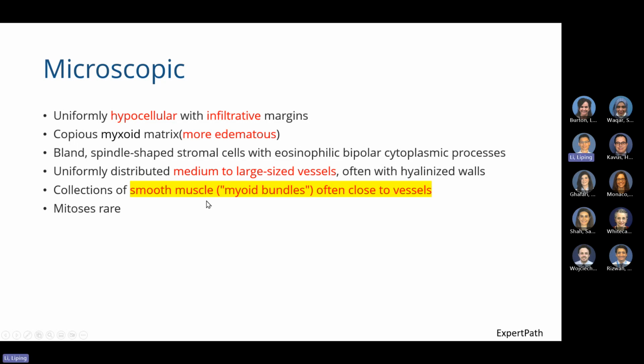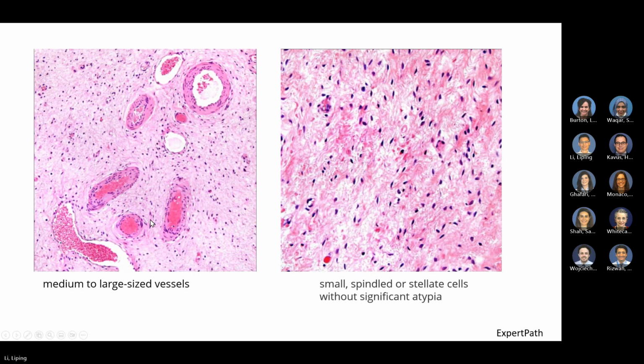And one feature is really unique for this entity: the smooth muscle, often close to the vessel. The buzzword is myoid bundle, and mitosis is rare. Here we can see these medium to large size vessels with this characteristic nice thick wall. Then this is the tumor cell. They are small spindle stellate cells without significant atypia, so they look really bland.